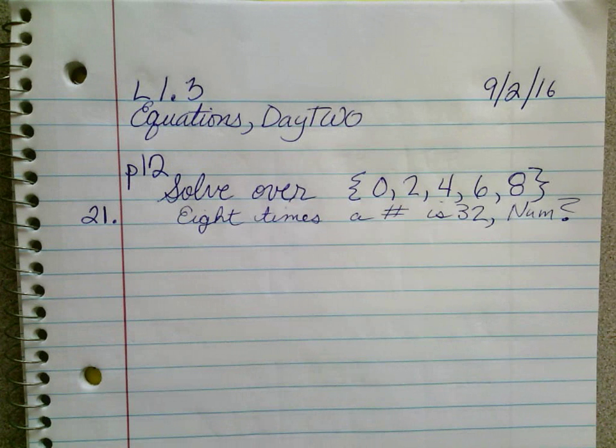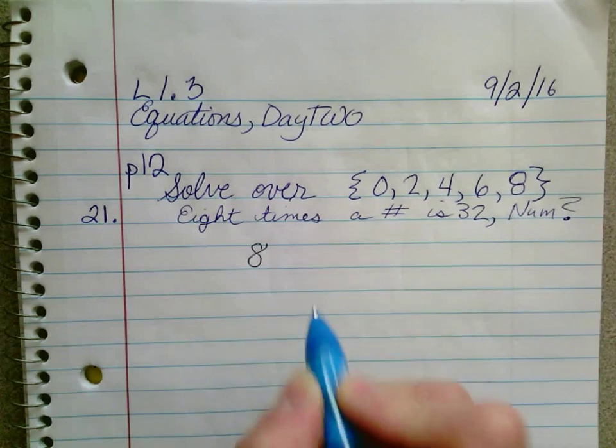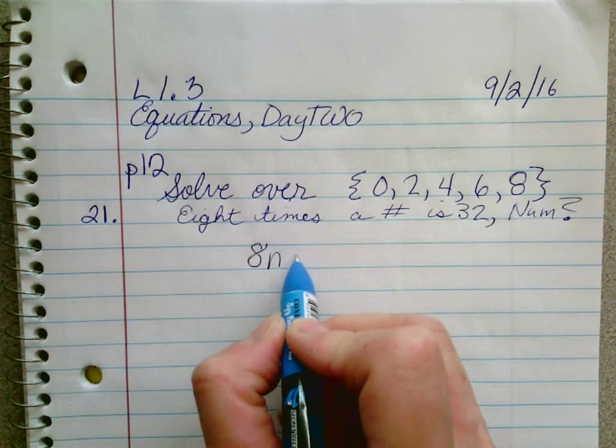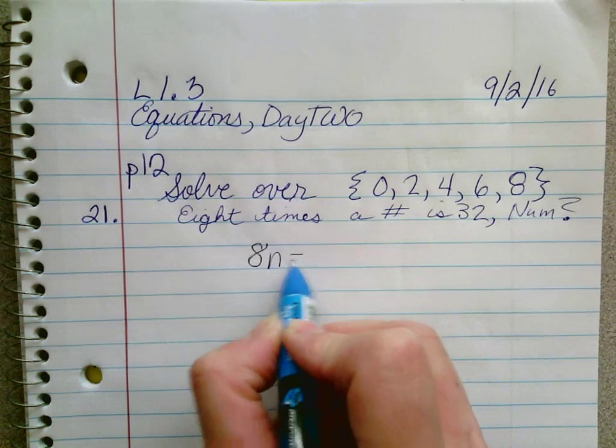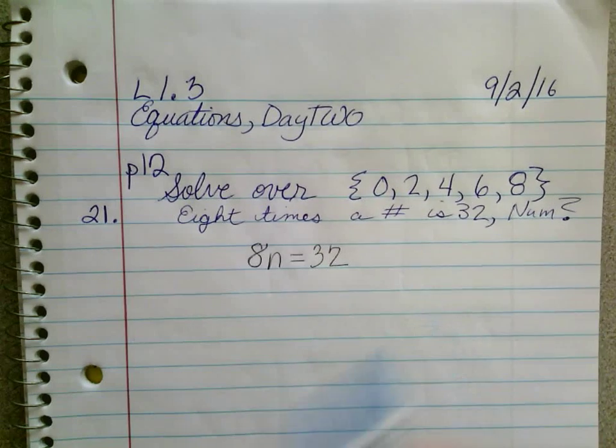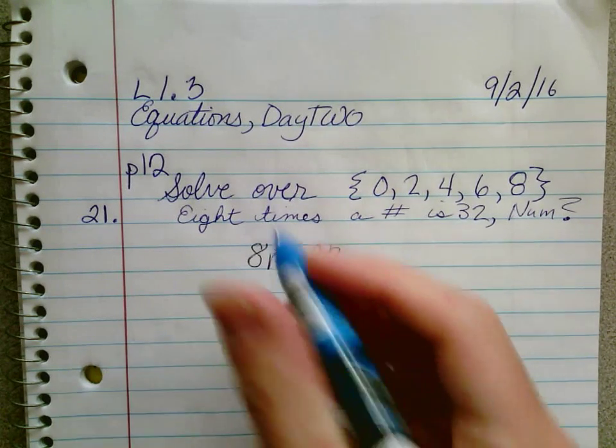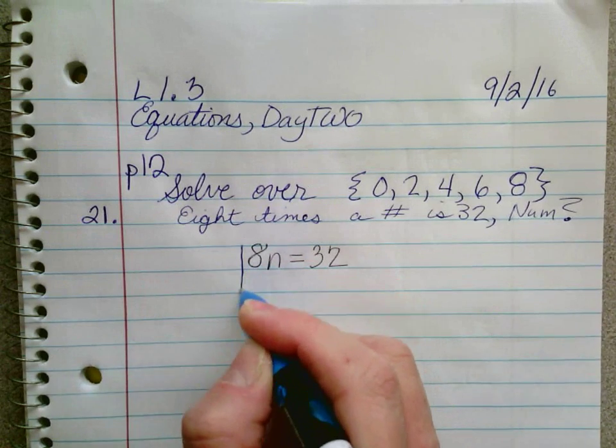What's the number? Lee, what do you think would be an acceptable expression, equation that would indicate that sentence? 8 times a number is 32. How would I express that using a variable? 8 times n. 8n equals 32. She is exactly right. That is absolutely perfect. If you use x, use x. If you want to use y, use y. I don't care.